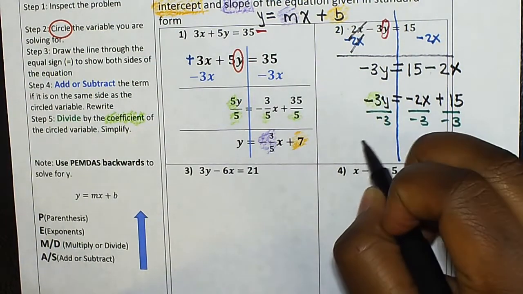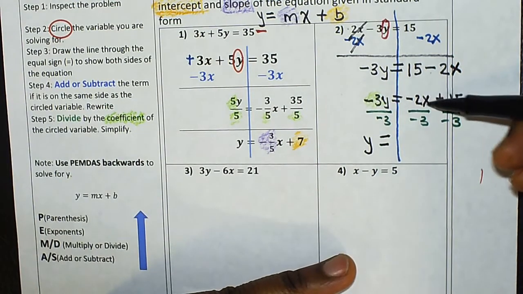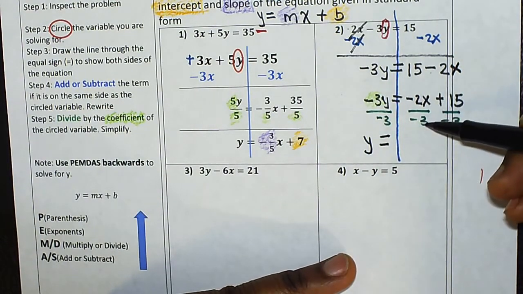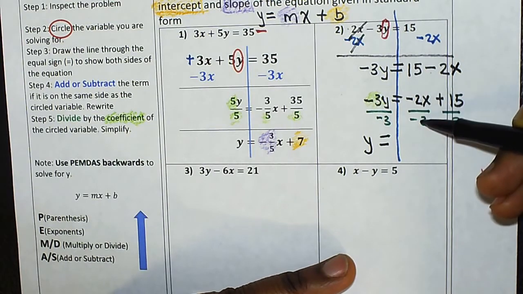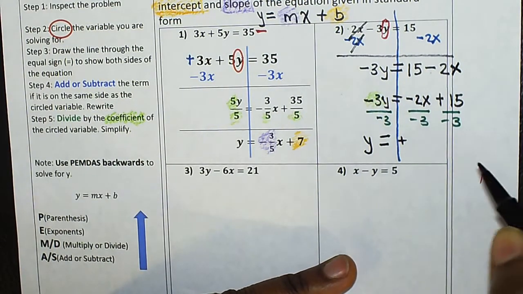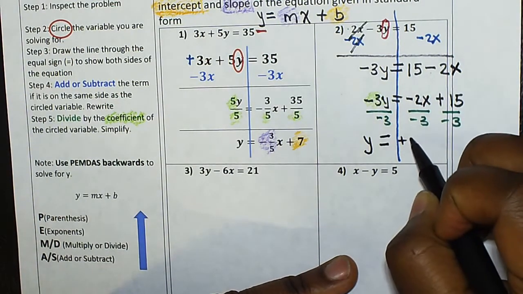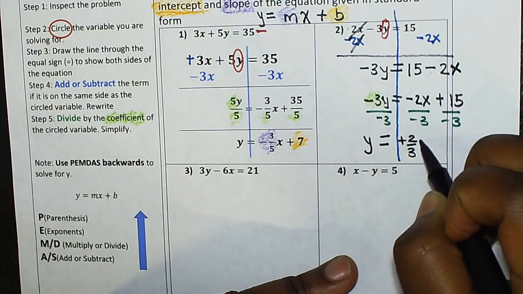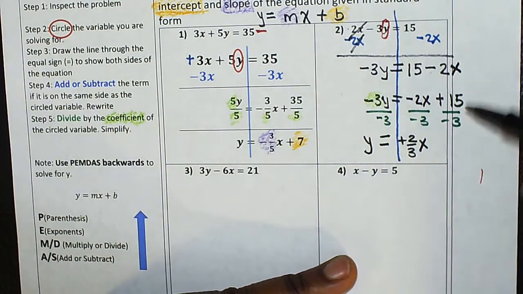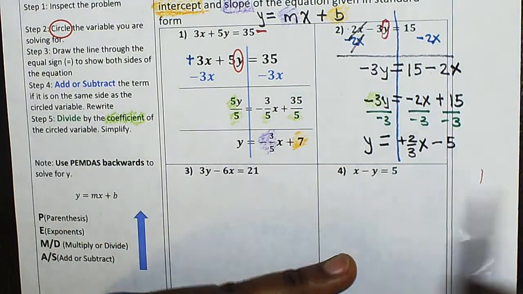And our answer is going to be y is equal to negative 2 over 3 divided by negative 3. I know a negative divided by negative is going to be a positive. So I'm going to have positive, and I know this cannot simplify, so I'm going to leave it as a fraction. 2 over 3x. And then positive 15 divided by 3 is going to be negative 5.